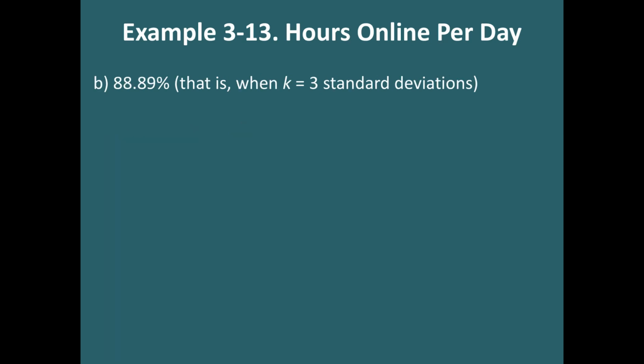For part B with 88.89%, that means we need 3 standard deviations. It's a similar process. Again, let's note how k equals 3 lines up with Chebyshev's. For k equals 3, we see that 1 minus 1 over 3 squared gives us 1 minus 1/9, which is 8/9, and as a percentage, that will be, in fact, 88.89%.